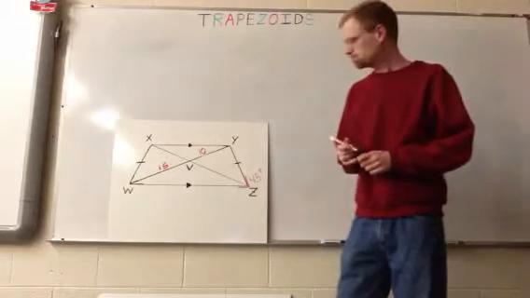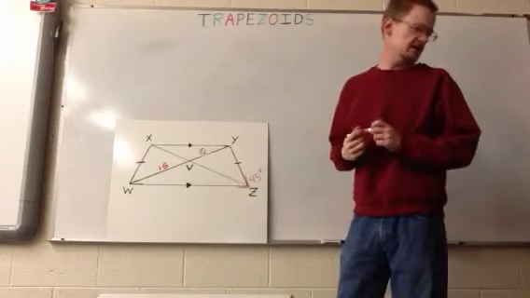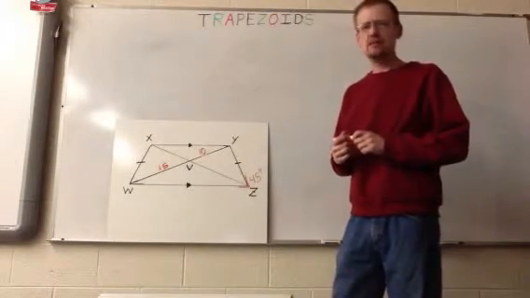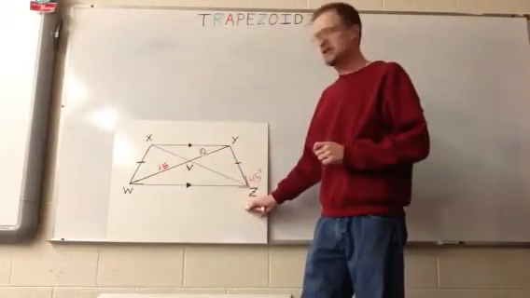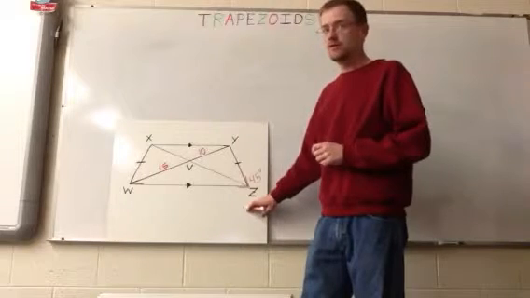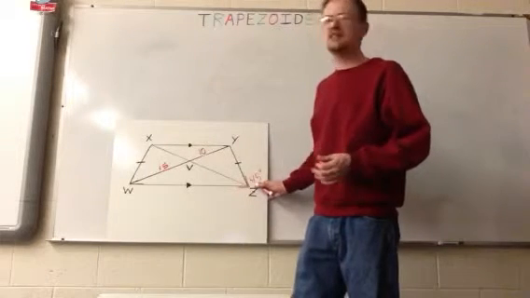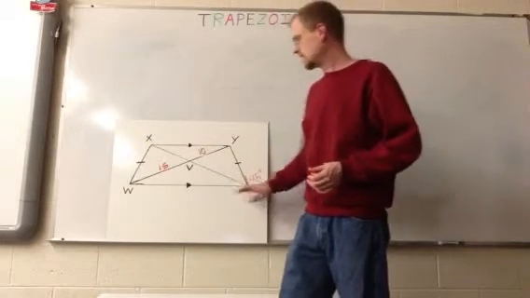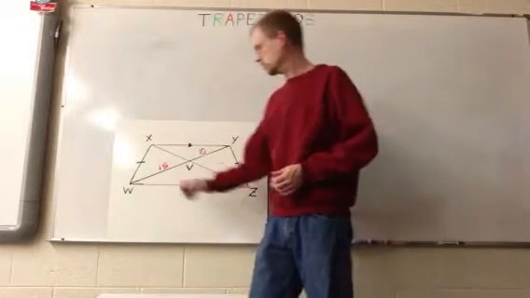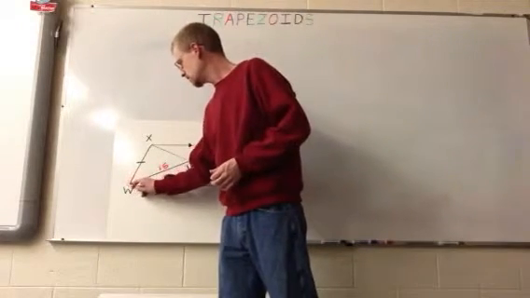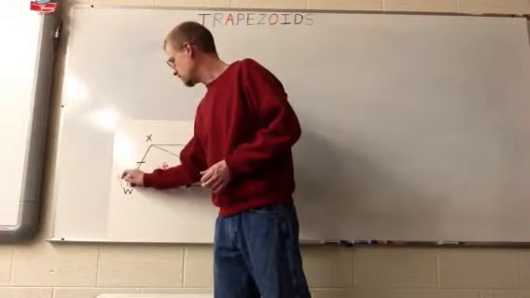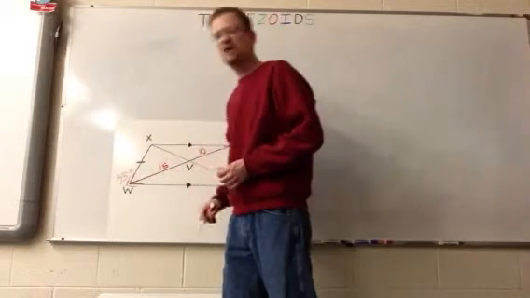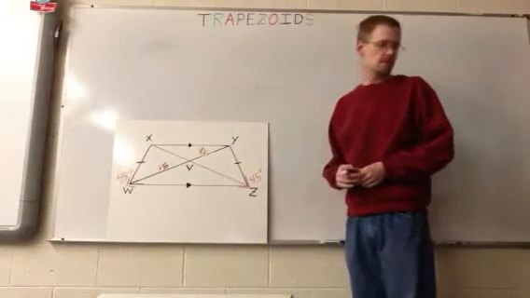What do they want us to find? First, they want us to find XWZ. What does that angle measure? Well, if it's an isosceles, the base angles will be the same. So this side and this side must be congruent. So we can state that this also must be 45 degrees. That would be your answer for A.